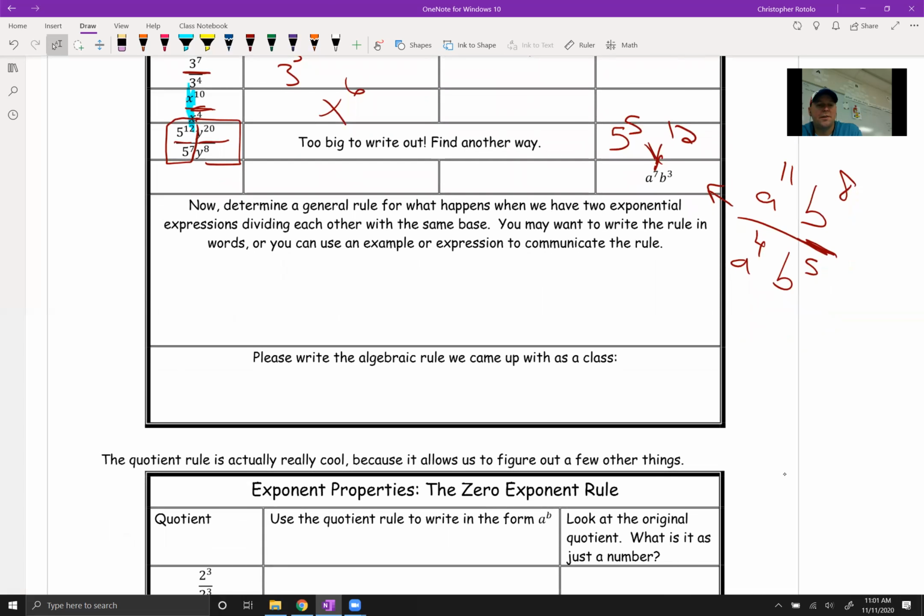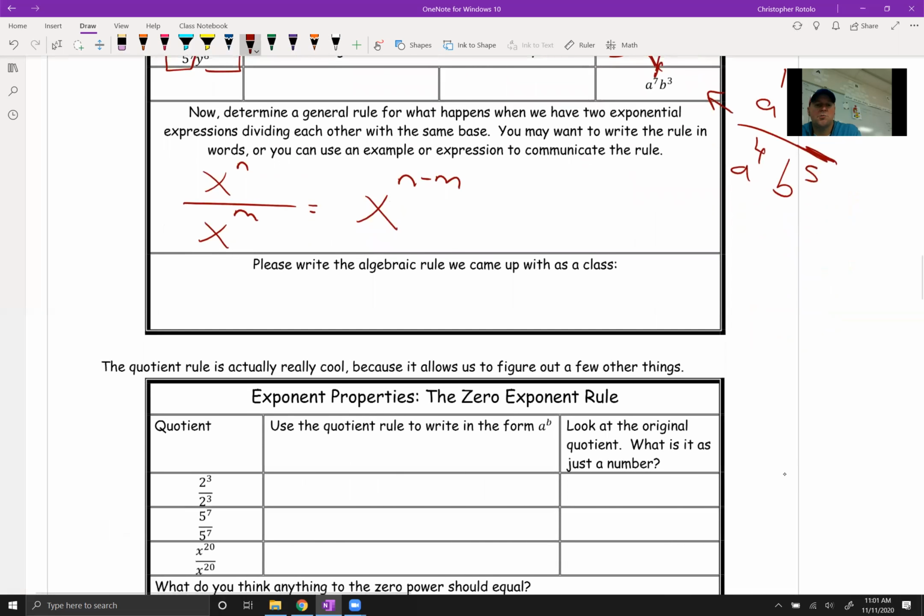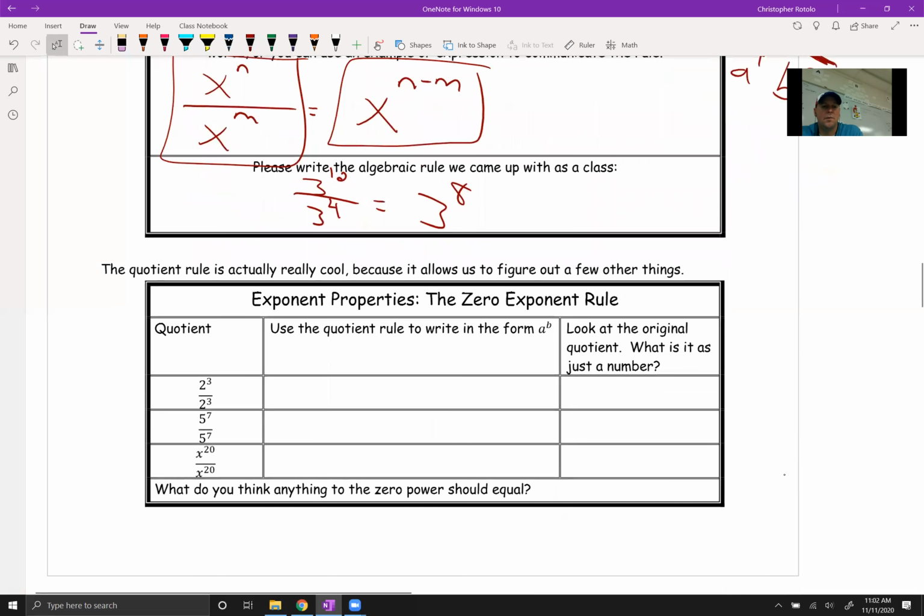So how can we communicate that rule? If I am dividing with the same base, what should I do with my exponents? Subtract them, and I should start from the numerator to the denominator. So that's our algebraic rule that we came up with as we worked with those. If we need a numerical one, we need 3 to the 12th over 3 to the 4th. That's going to be 3 to the 8th. We want to subtract.